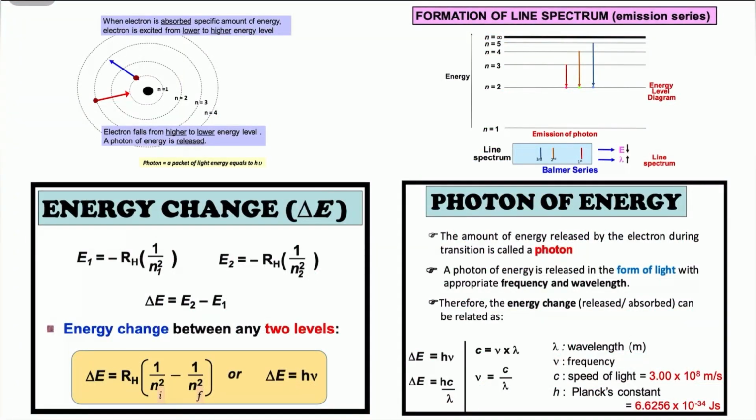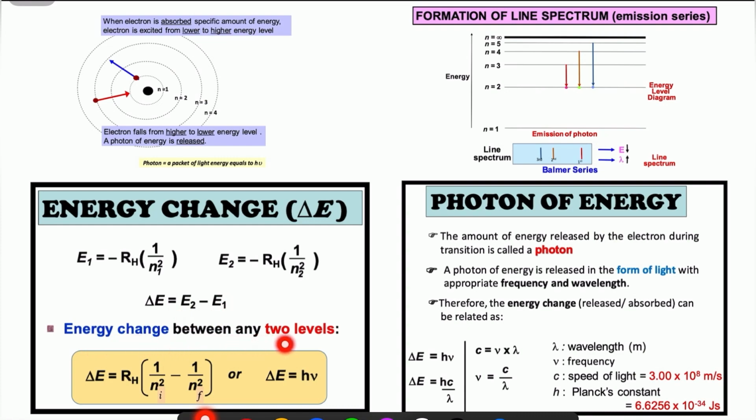So, energy change. The symbol for the energy change is delta E. This is a formula that you used in part 1 for the electron at n equal to 1. And this is the formula for calculating the energy of the electron at n equal to 2. So the energy difference between the electron at n equal to 2 and at n equal to 1 is the energy of the electron, E2 minus E1.